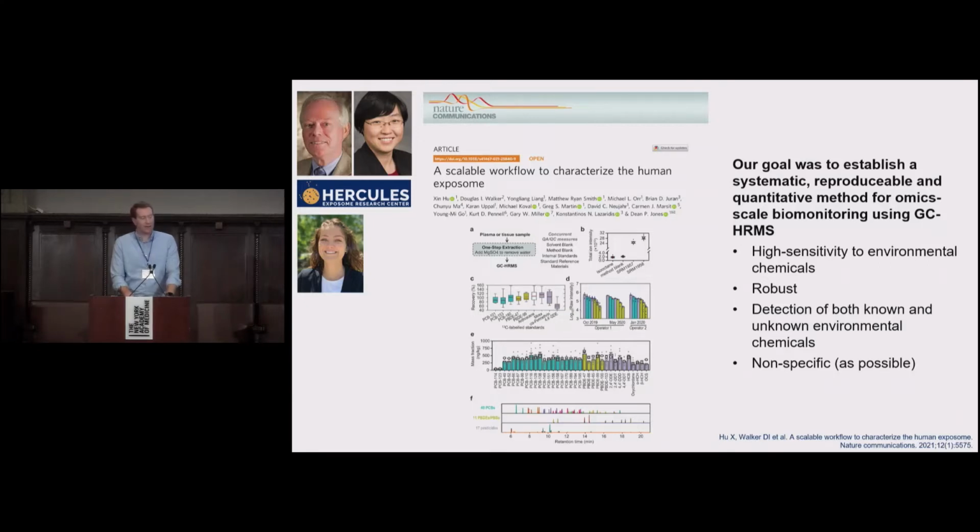And this allows us to characterize a much broader range of compounds with different physiochemical properties, particularly many that are related to the exposome. So through the development of these workflows that allow us to now perform untargeted assays using gas phase methods, we've been able to establish reproducible, systematic, and quantitative methods for exposome profiling of many of the environmental exposures we're interested in. We found that these methods are robust. They allow detection of both known and unknown environmental chemicals.